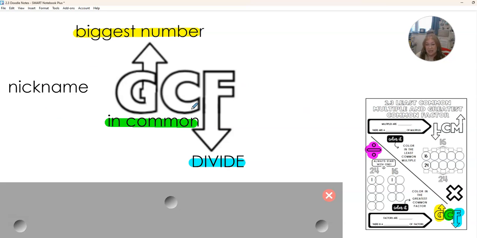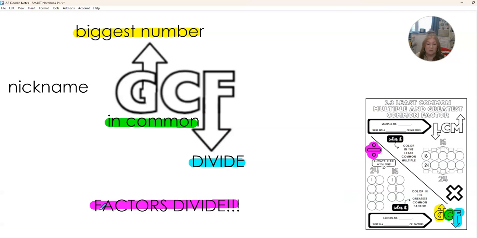So let's take a look at the nickname GCF. We can see our G is going up. We're looking for the biggest number. So we're going to write biggest number in or around this G that they have in common. In common when we divide. If multiples were multiplying, then factors have to divide. Around this division sign, we're going to write factors divide, factors divide. So multiples multiply, factors divide. We have to understand the difference.